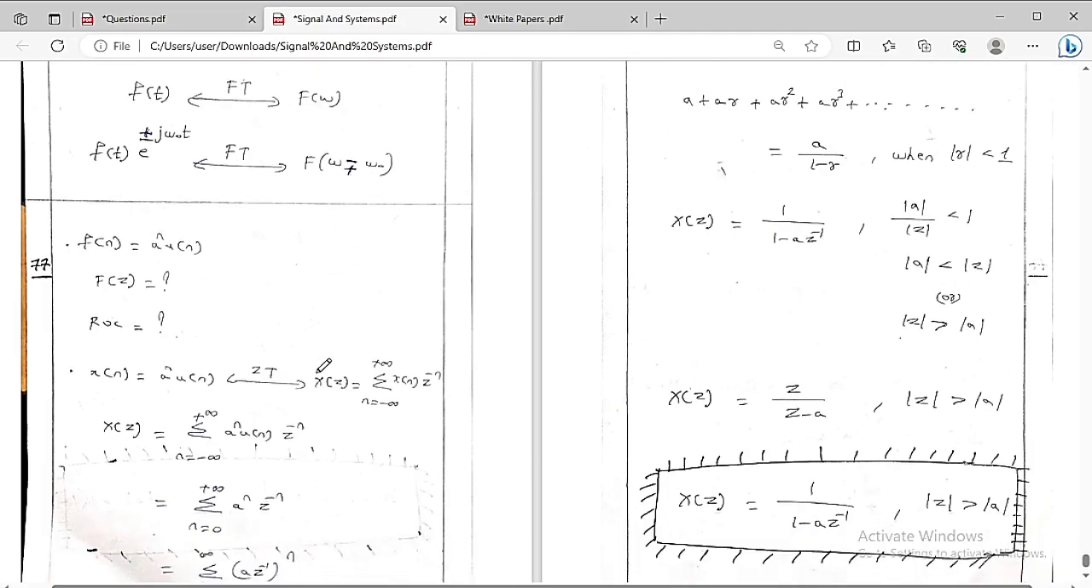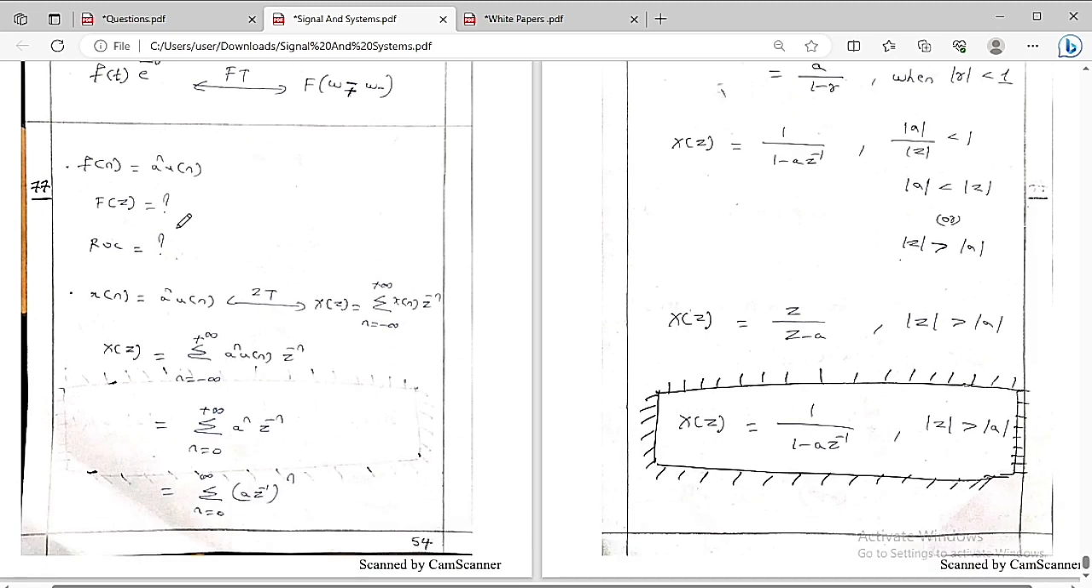So here listen carefully. We will discuss something more here. If f of n is equal to a to the power of n into u of n, basically I want to find the Z transform of f, and also its ROC, by using the standard procedure we are going to discuss here.